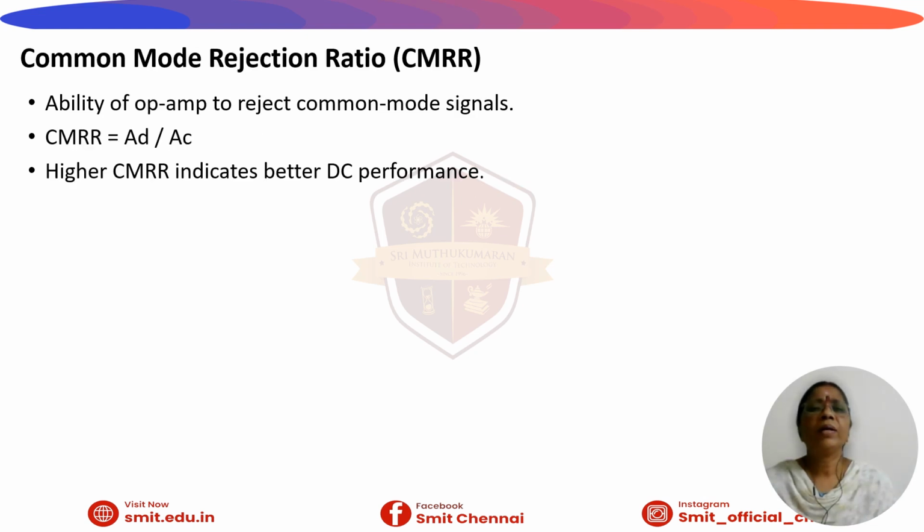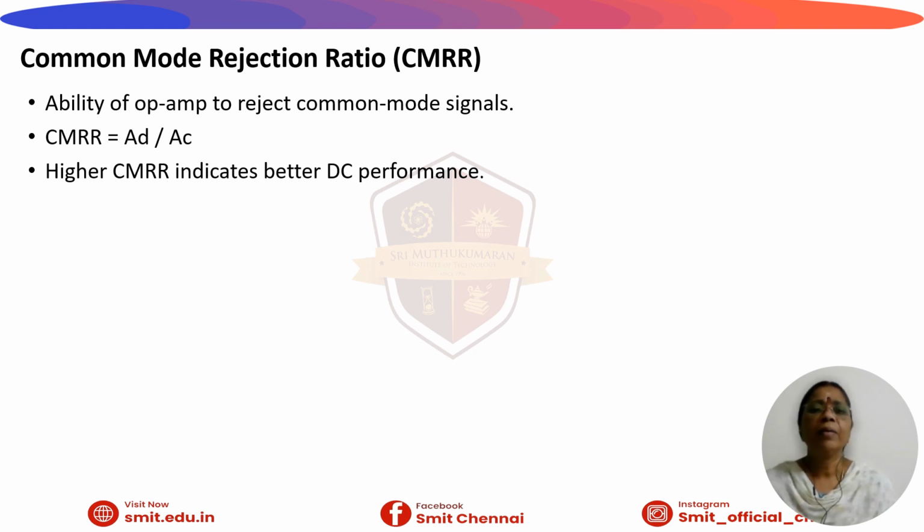CMRR, otherwise called common mode rejection ratio. It is defined as the measure of the op-amp's ability to reject the signals common to both the inputs. High CMRR ensures that common mode noise does not appear at the output. CMRR is defined as the ratio between AD and AC. AD is the differential mode gain, AC is the common mode gain.